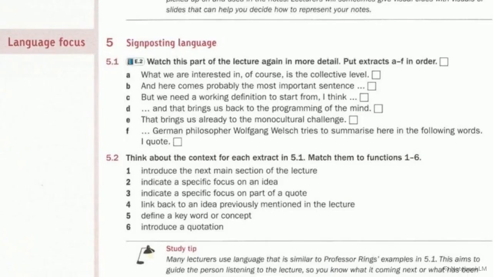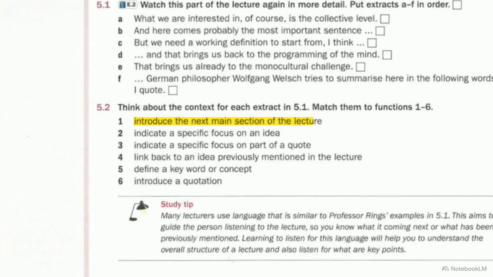This page shows how academic texts categorize functions. Notice the task: connecting lecture extracts to precise functions, like introducing a main section. Within that category, speakers build order using sequencing language. Words like first and then are instructions to start a numbered list.